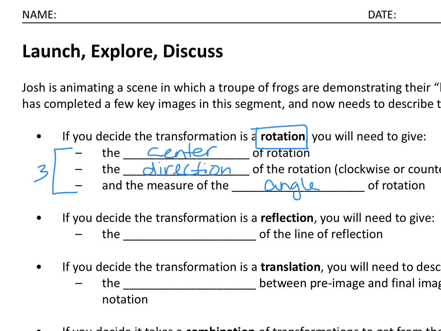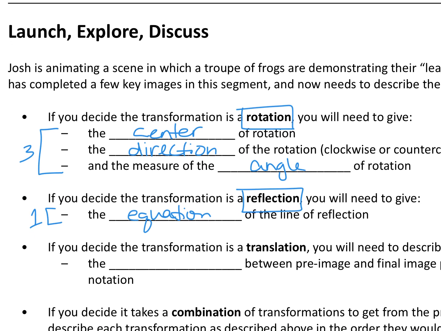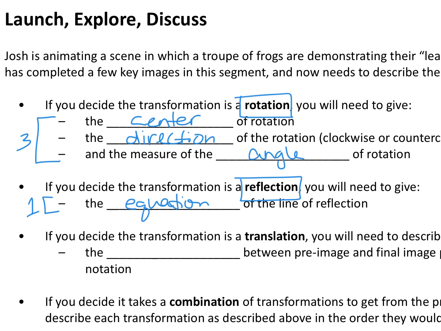those things. If you decide the transformation is a reflection, then what you need to do is give the equation of the line of reflection. So just one thing is needed to be described for a reflection. Okay. The next is what you need to describe for a translation.